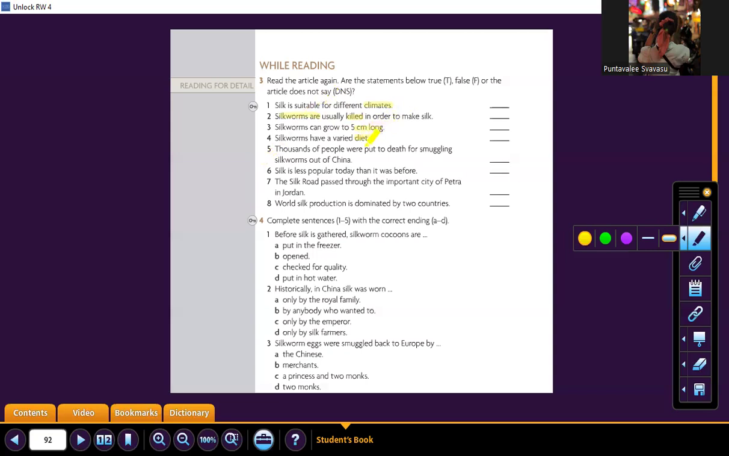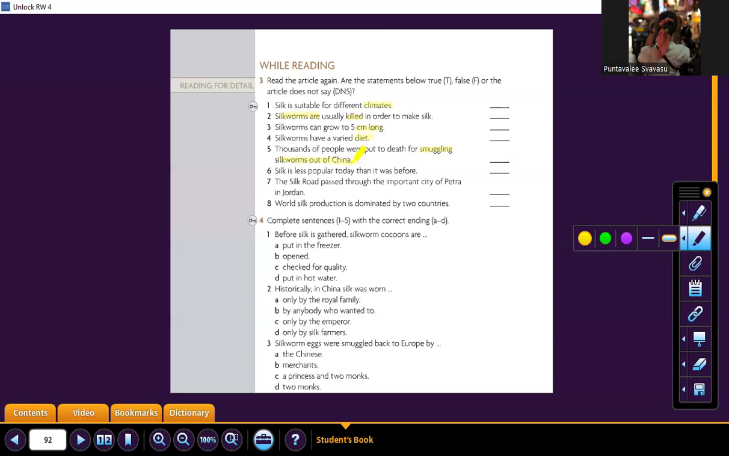Next one, diet. The key point here is diet, but be aware of one thing: in Thai, when we talk about diet, we usually think of losing weight, but actually this word means food. So for number 4, the main point of this statement is that they talk about food. Number five, they talk about smuggling a silkworm out of China. This is the main idea of the statement.